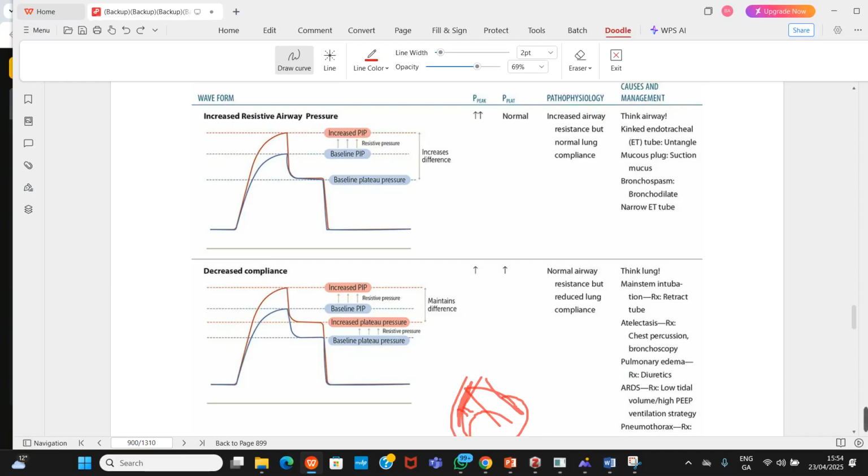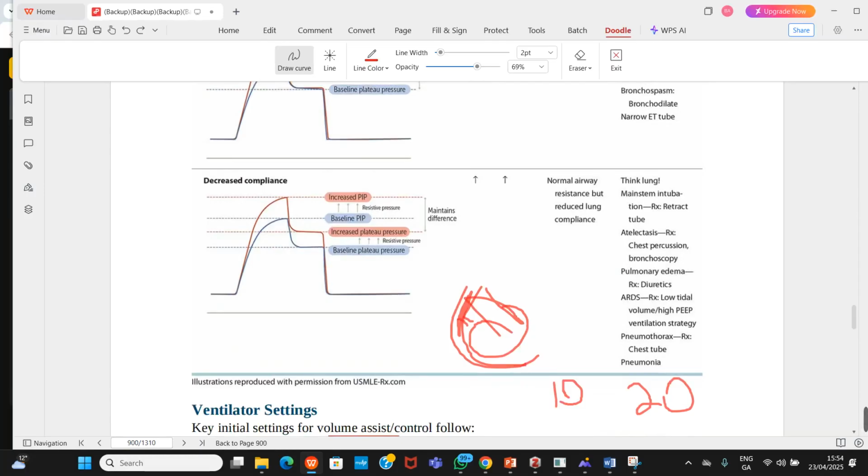Look at the old. No. Exactly. The only change that happened is that the what? Resistive pressure. And what happened to the resistive pressure? It increased. So because the resistive pressure increased, PIP will also increase. Don't forget, PIP is the sum of resistive, elastic, and PEEP. So if any one of them increases, PIP will always increase.